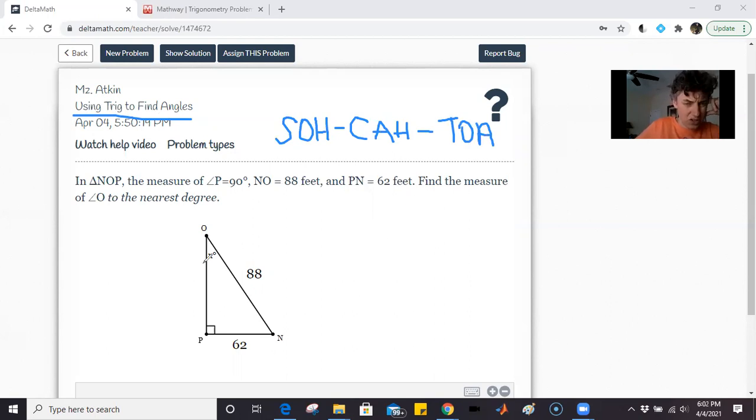In this question, we've got this angle X here. We know the side across from it is 62. That would be called the opposite side. And we know the hypotenuse is 88. So we would know that the sine of this mystery angle X is equal to the opposite side over the hypotenuse, 62 over 88. Now, how do we get this X by itself?